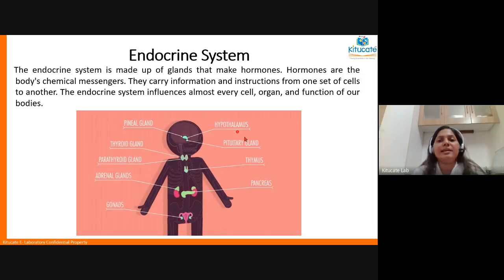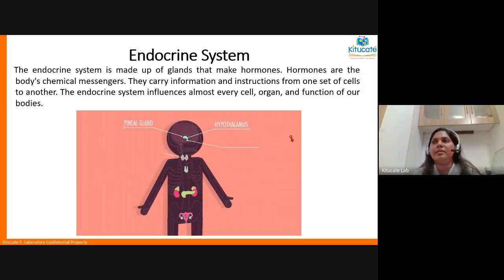These are also messengers. The way nervous systems carry messages, these also send messages, but these messages are in the form of chemicals. These send chemical messages throughout our body. So very, very important. It is like if you have a computer, it has many parts, and these parts can't work without software. So the endocrine system is like the software for our body.